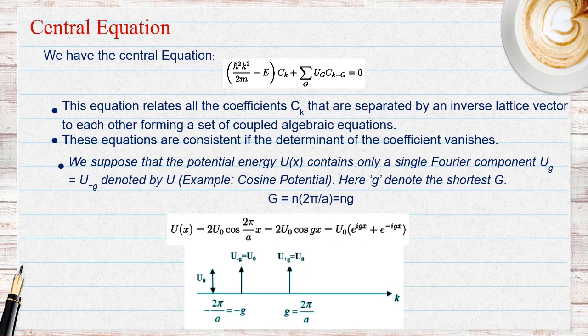Now we consider the Fourier components of the potential U(x), that is Ug and U minus g on either side, and we can represent these Fourier coefficients of the potential on the same k-axis because that is also an inverse length; both are in inverse length units. So we can represent this as 2U0 cos(gx), that is U0 times (e^{igx} + e^{-igx}).